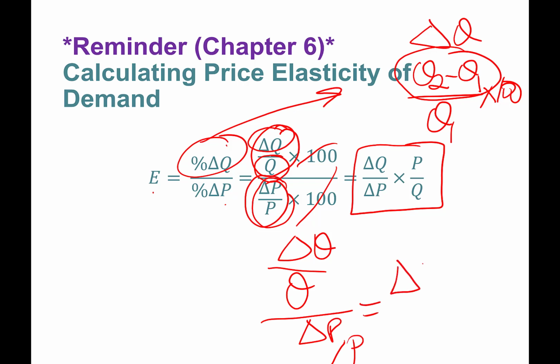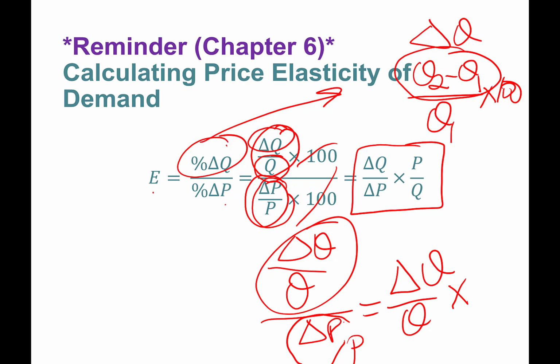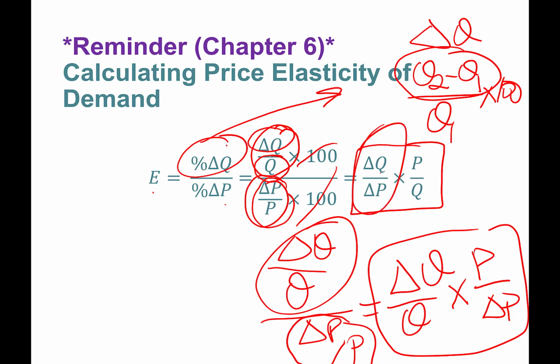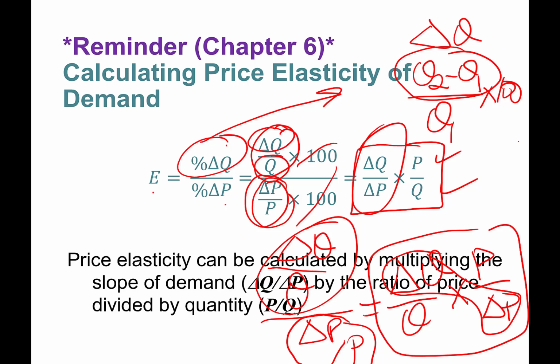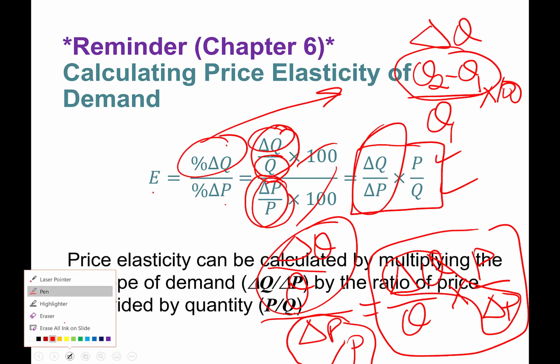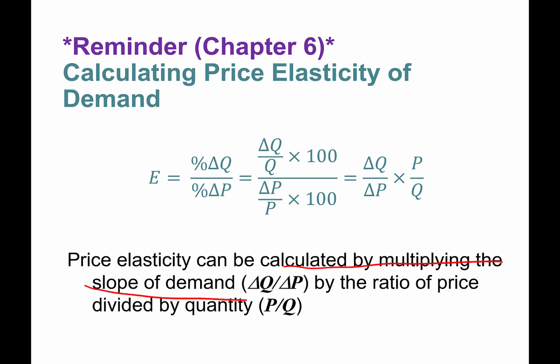What we can do is put the expression we have on the numerator like that and multiply by the inverse of the denominator, which is P over delta P, to bring that denominator up. If you rearrange this, you're going to get delta Q divided by delta P times initial price and quantity levels. Price elasticity of demand can be calculated by multiplying the slope of the demand curve, that's the B, by the ratio of price divided by quantity, P over Q.